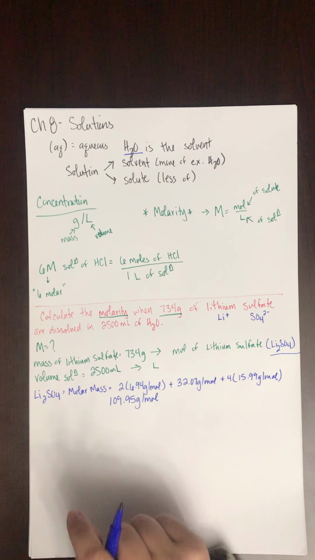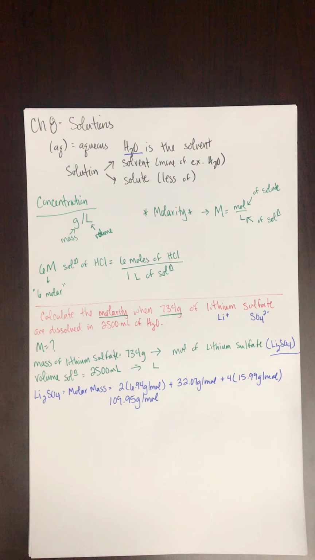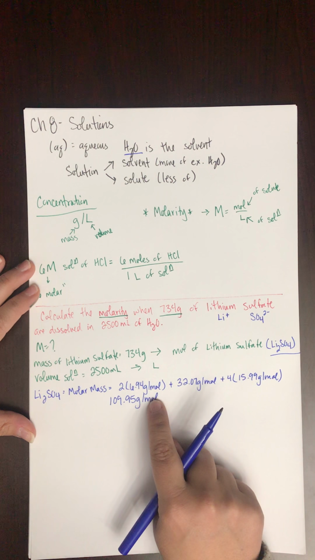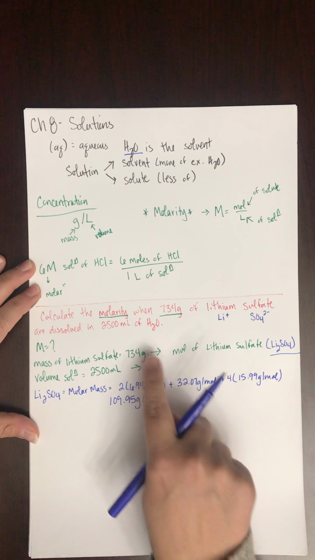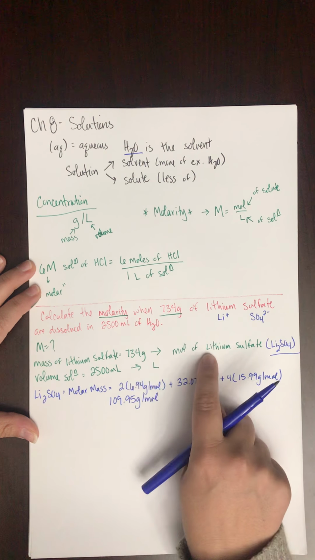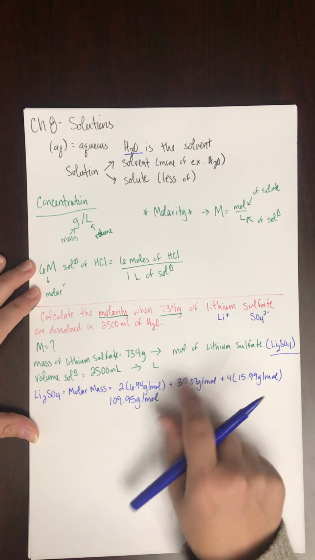This is going to be a little bit different depending on which periodic table you're using to look up these molar masses, but when we get to the end and we solve with the correct number of significant figures, you should have the same answer. Okay, so here's my molar mass. I'm going to use my molar mass in this step right here to go between grams of lithium sulfate and moles of lithium sulfate.